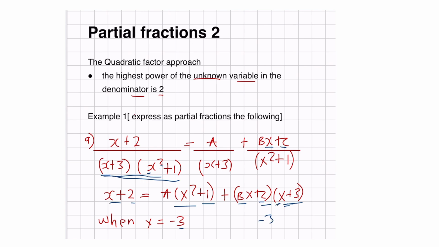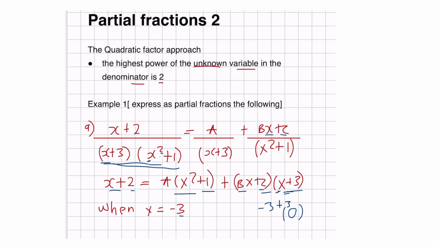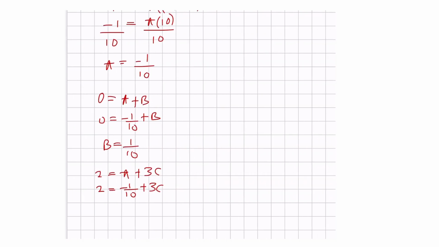It's minus 3 plus 3. We are going to get 0. And if you multiply 0 by bx plus c, we have eliminated bx plus c. So we are now left with a(x squared plus 1), right? Then from there, we now substitute, right?